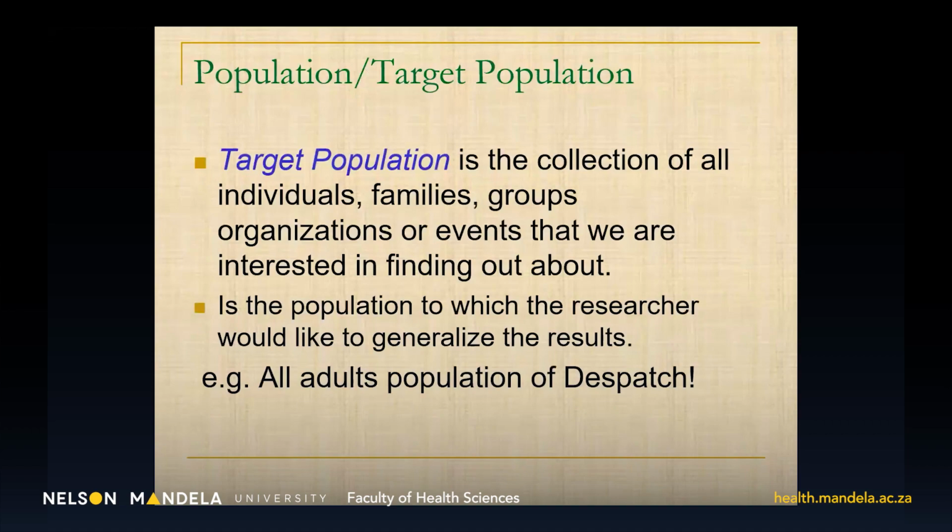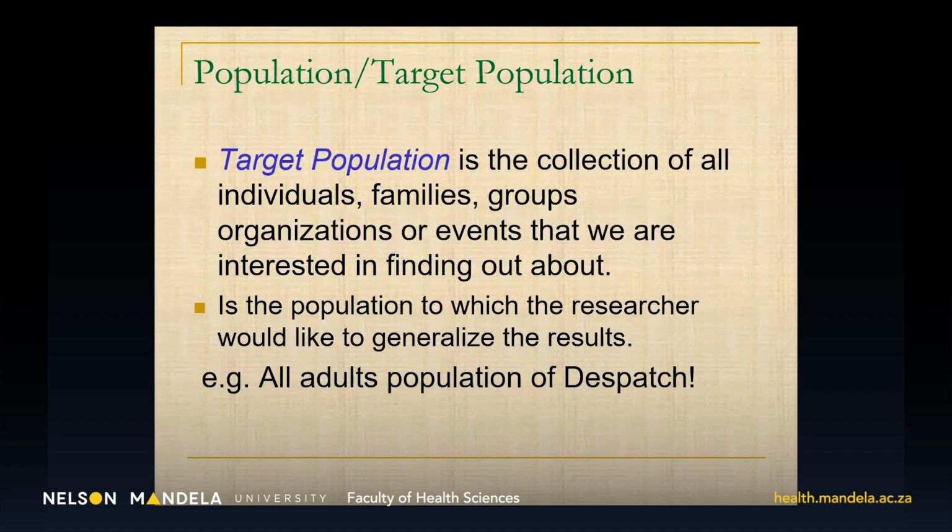Now, we've seen a target population is the collection of all individuals or families or groups of organizations or events that we're interested in finding out information about or researching. And therefore, this is the population to which the researcher would like to generalize research. In the previous example, I said all adults in Despatch, the small town of Nelson Mandela Bay. So my target population is all adults of Despatch.